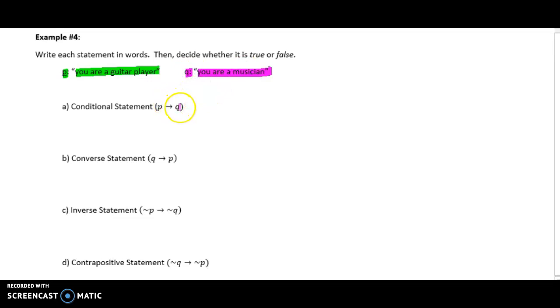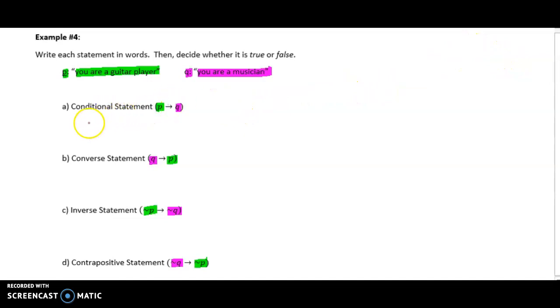Okay, so I'm going to go through and highlight the Q's in purple and my not Q's. And then my P's or my not P's in green. So notice they kind of go back and forth. All right. And these are all if-then statements.